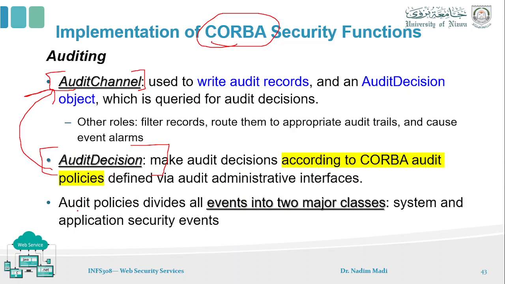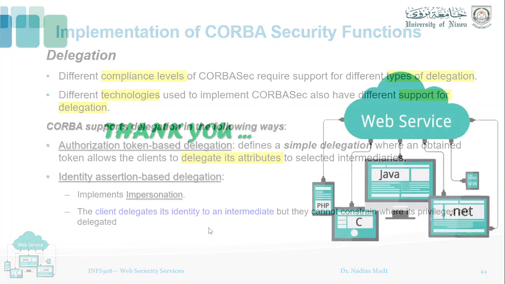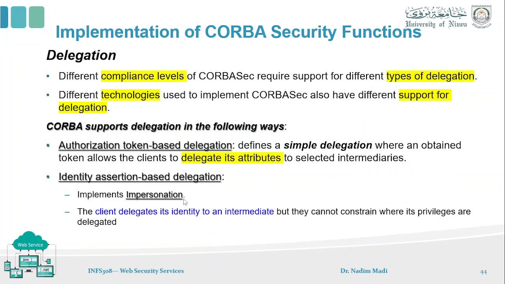Okay, so auditing policies divide all the events into two major classes. The events collected using the channel are divided into two classes: either events that relate to the system, meaning the whole runtime software, or events that relate to the application itself, which is the kind of message. Is this message an email message, a web mail message, a multimedia message? What kind of message is that? So we call this application security. And finally, we have delegation. That's actually the last point.